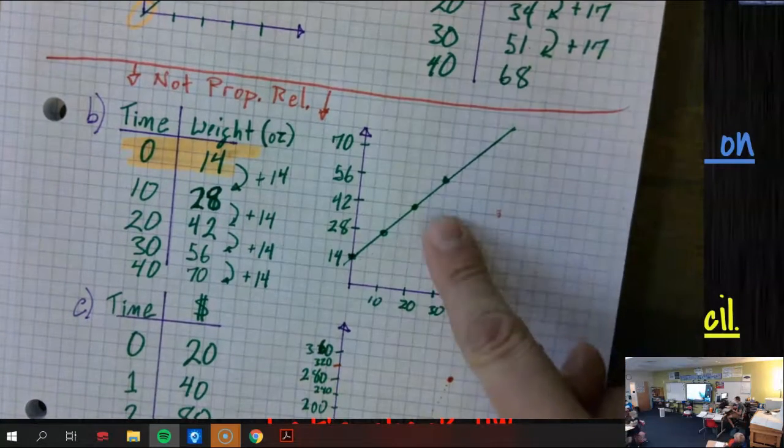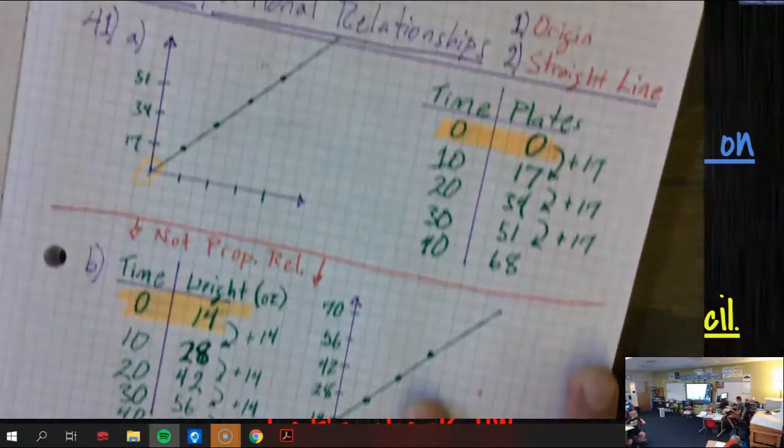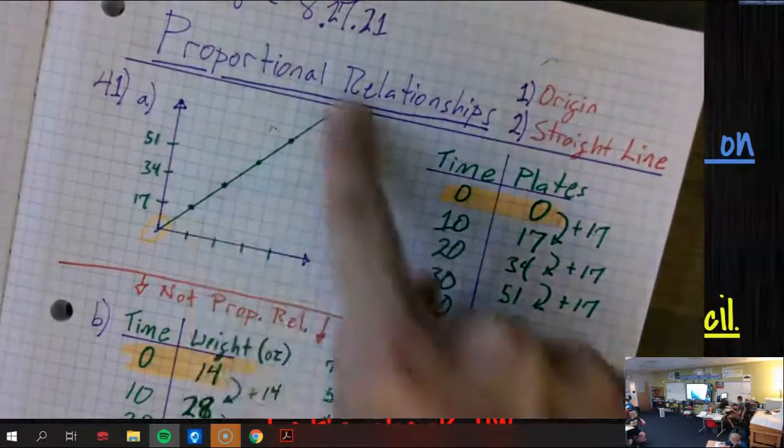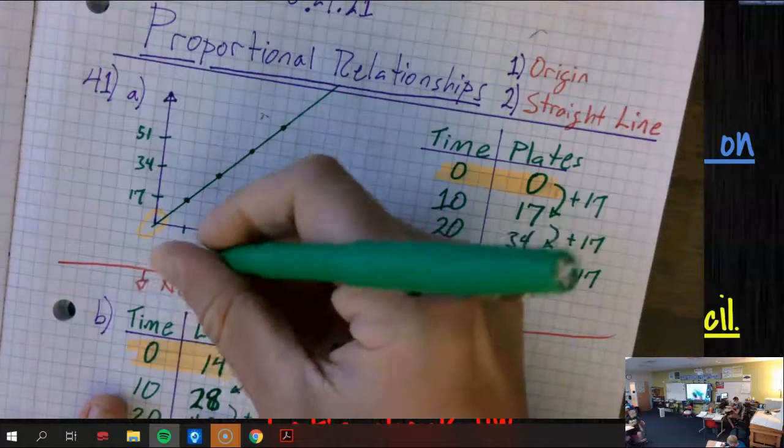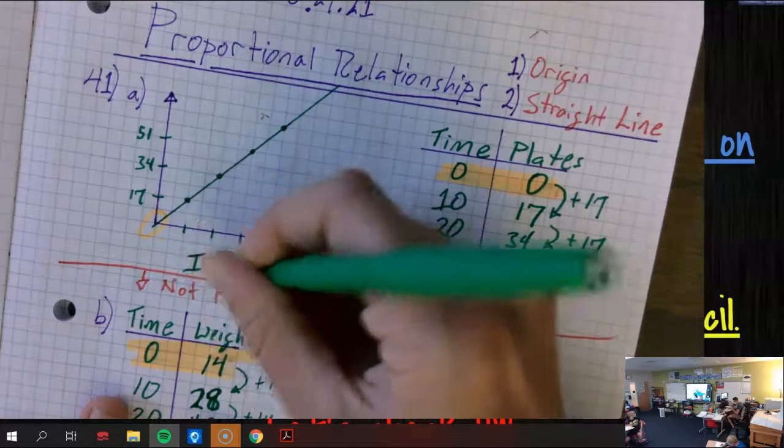This one? No. Wait, but how is that not the point? Is prop rel.